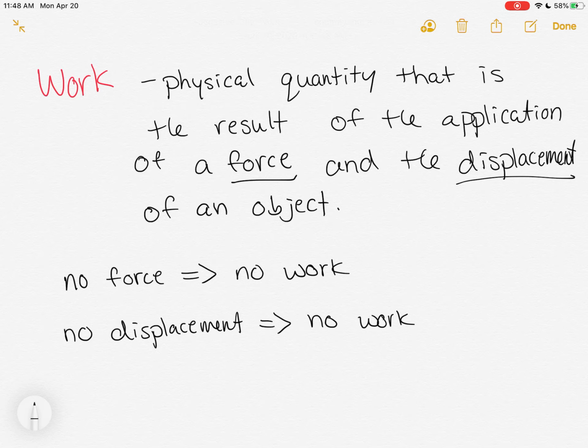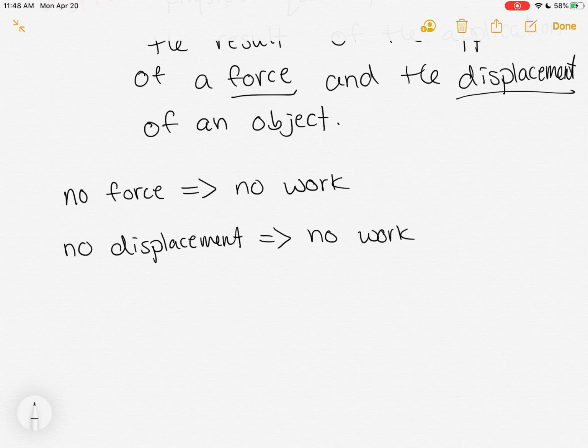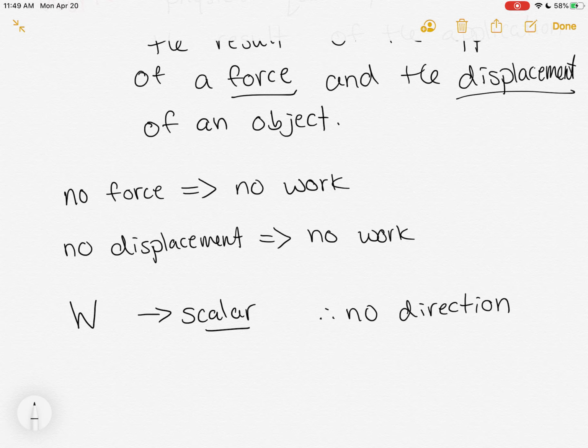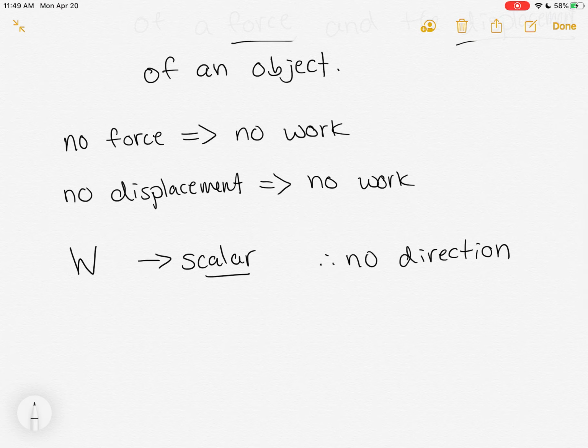It's a calculation that we're going to be doing, and it's basically a calculation of how much force versus how much displacement our object is experiencing because of that force. Okay, the symbol for work is a capital W, and it is a scalar quantity, which means there is no direction associated with it. It is not a vector quantity, but a scalar quantity. So no direction associated with it.